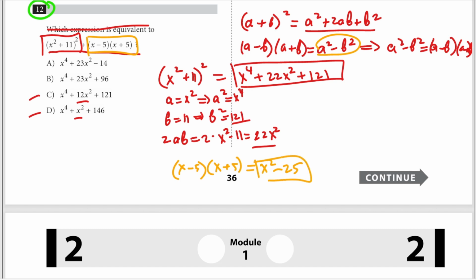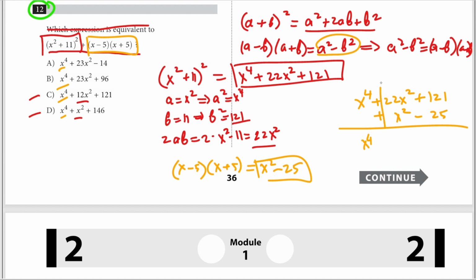Now we need to add these two together. So let's go. So we have x to the fourth plus 22x squared plus 121 plus x squared minus 25. The answer to this is the answer to the problem. Now check this out. X to the fourth stays the same. We don't really need to know it. Why? Because all multiple choices contain the same x to the fourth. That's not a differentiating factor.